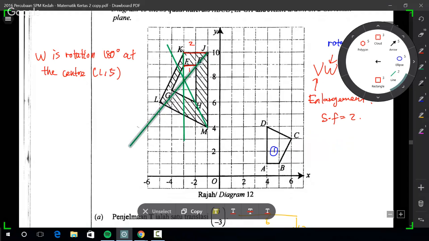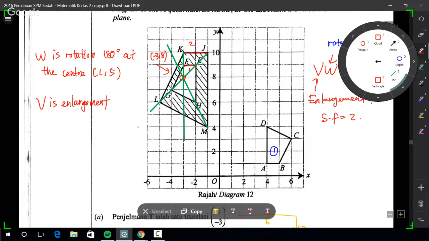I think something is wrong here, because they should pass through the same coordinate. Yes. Okay, so you will find all of them pass through this coordinate. So this is the center point. This coordinate is basically (-3, 8). So therefore, I know V is enlargement.